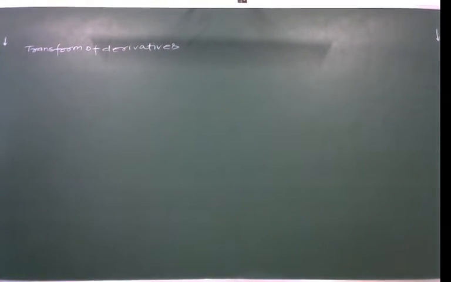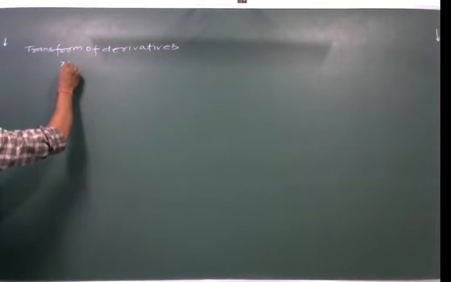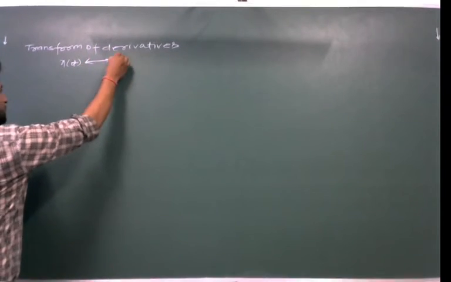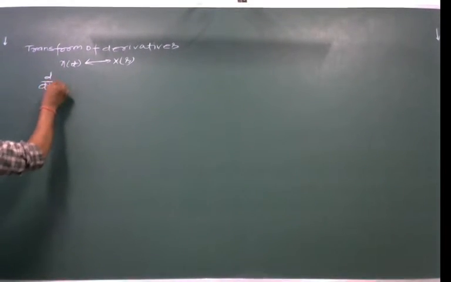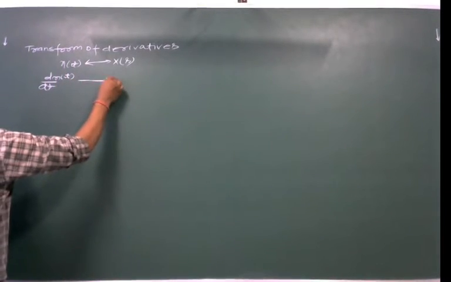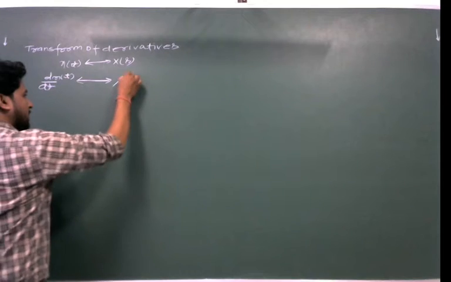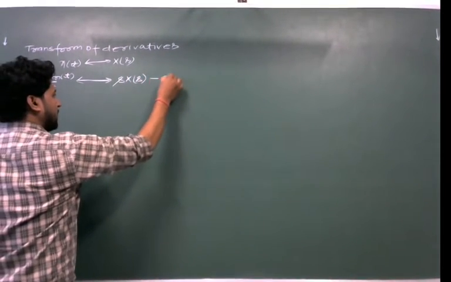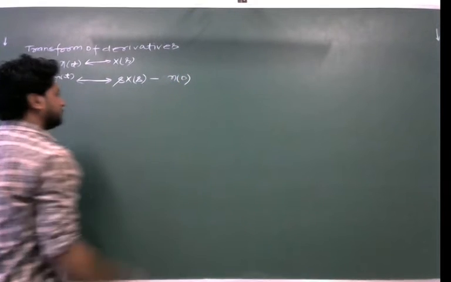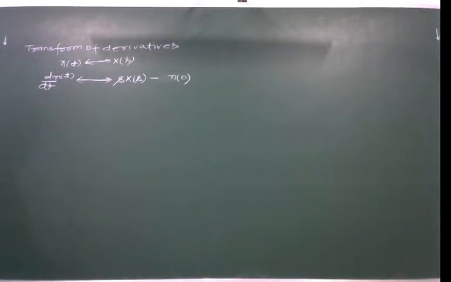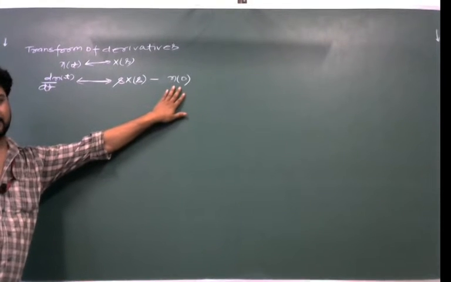It means, what will happen if we transform the derivative of the signal x(t)? Suppose there is a signal x(t) whose Laplace transform is known, which is X(s). Then the Laplace transform of the derivative of x(t) will be equal to s times X(s) minus x(0). It means if we differentiate the signal in the time domain, we will get the Laplace transform as given here.